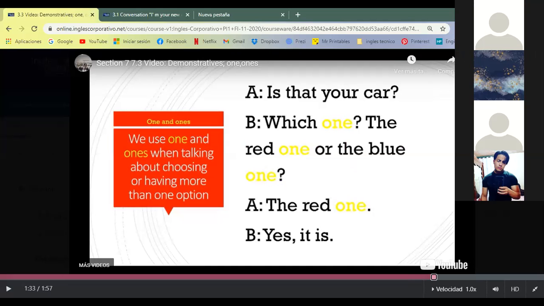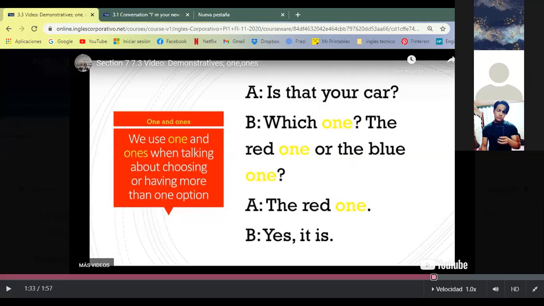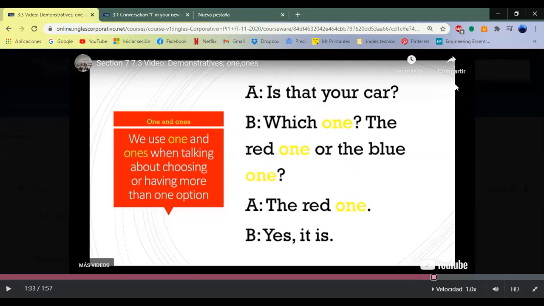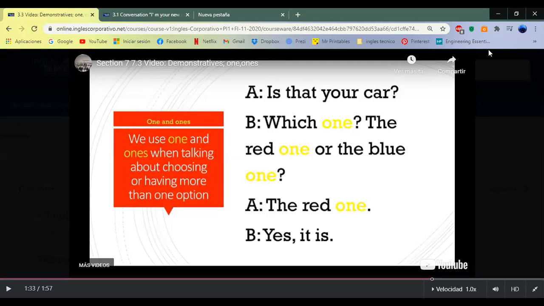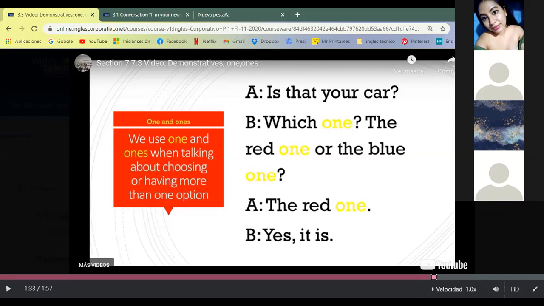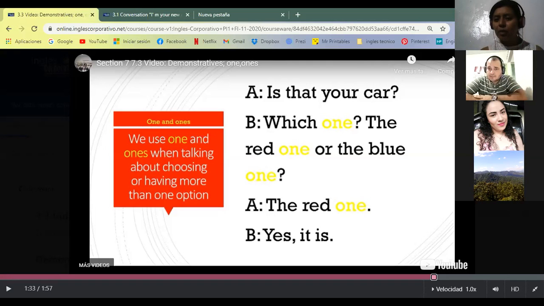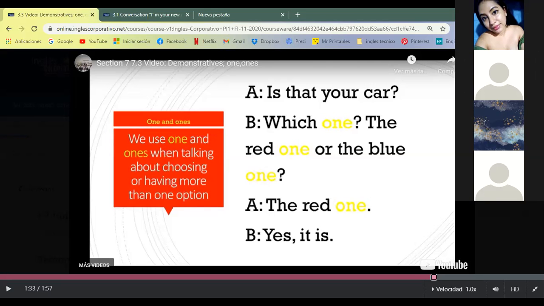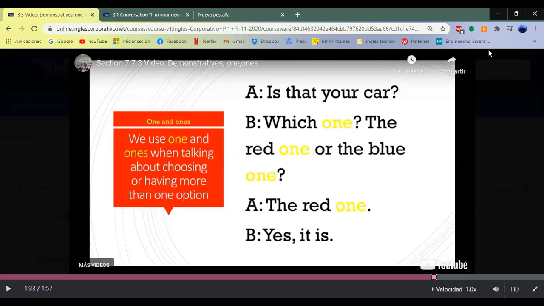Let me see who hasn't participated. Brian, can you read that information, please? Okay. One and ones. We use one and ones when talking about choosing or having more than one option. Okay, Brian, can you choose another classmate, please? Jaime. Okay. Jaime, we have Jaime here. Tenemos Jaime, no, ¿verdad? No, can you choose another person? José, Mauricio. Okay.